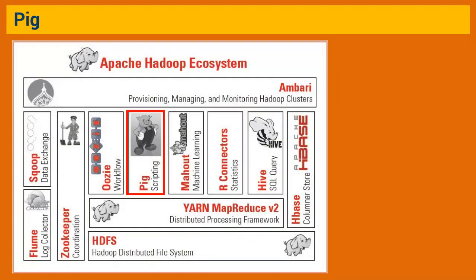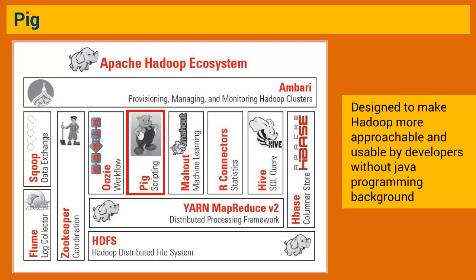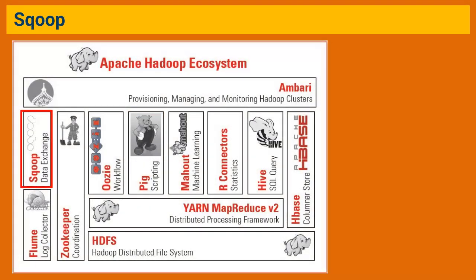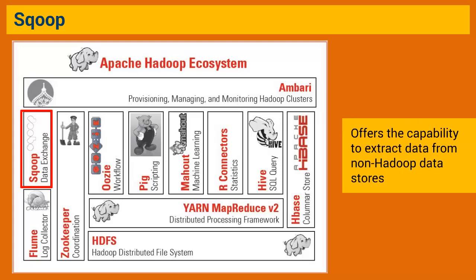Pig is an interactive or script-based execution environment supporting Pig Latin, a language used to express data flows. It was designed to make Hadoop more approachable and usable by developers without a Java programming background. The Pig execution environment has a Hadoop mode, also called MapReduce mode, where all scripts are run on a given Hadoop cluster.